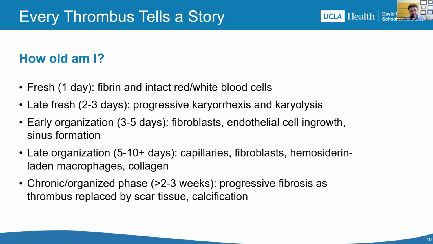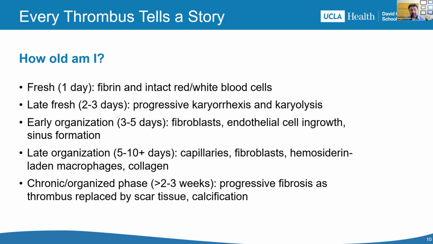How old am I? A fresh clot in one day is going to be fibrin and intact red and white blood cells. In the next couple days, the white blood cells tend to break apart with progressive karyorrhexis and karyolysis. In the early organizational phase, you start to get an influx of fibroblasts and endothelial cells and the formation of sinuses that will eventually become new blood vessels. Later in the organizational phase, there'll be capillary formation, more fibroblasts, hemosiderin-laden macrophages, and collagen will replace the fibrin.